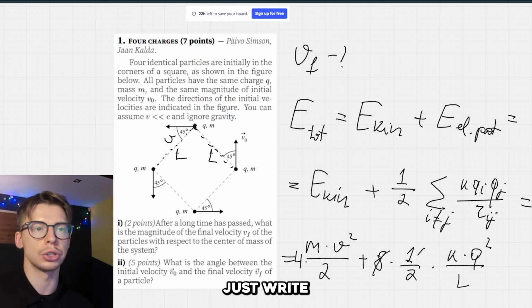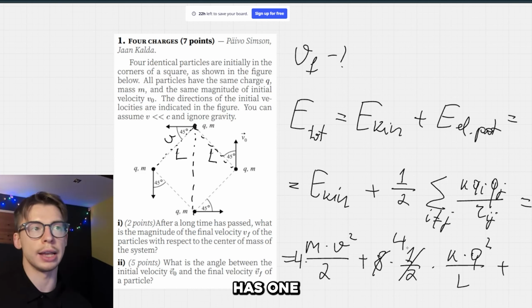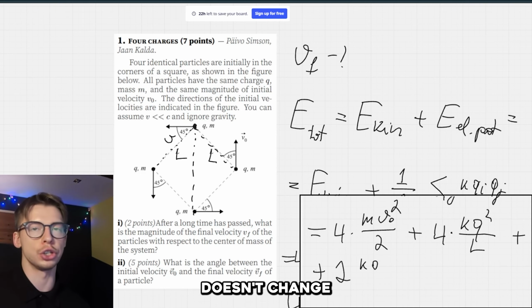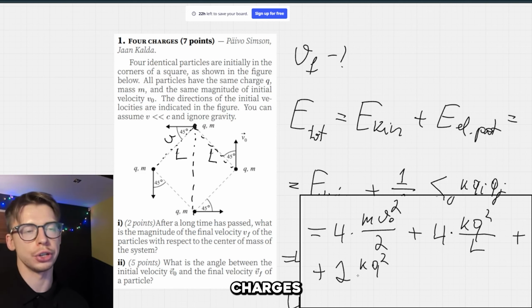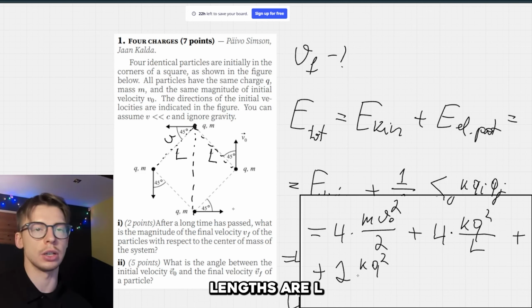Of course, we can just write this down as 4, but let's not forget, we also have to take into consideration the particle opposite of it, okay? Each particle has 1 particle that's opposite of it acting on it. So we have to write 4 times 1/2. The top doesn't change, it's still the same charges. But what's this distance? Because we know the side lengths are L, how can you find this diagonal?